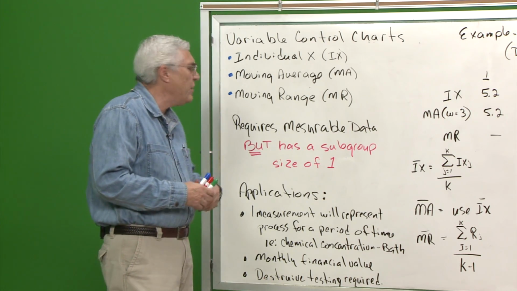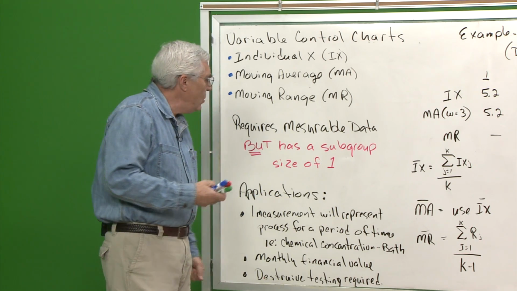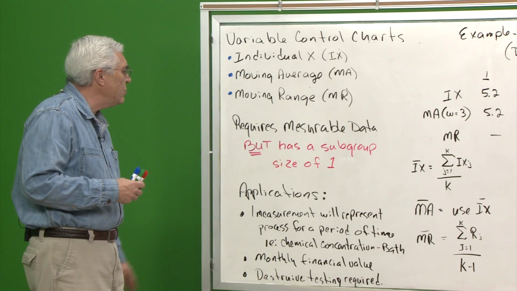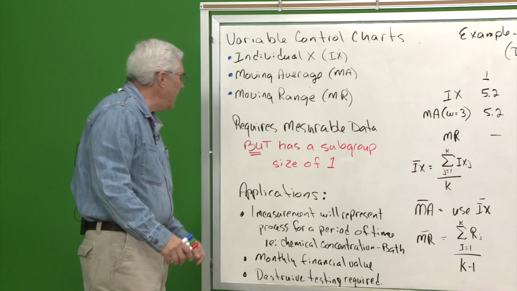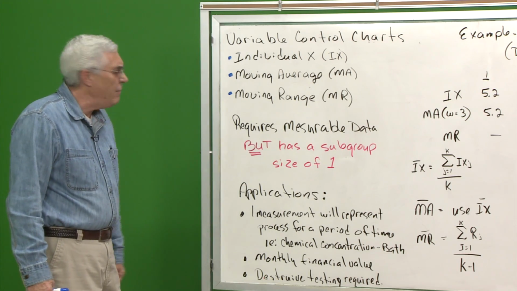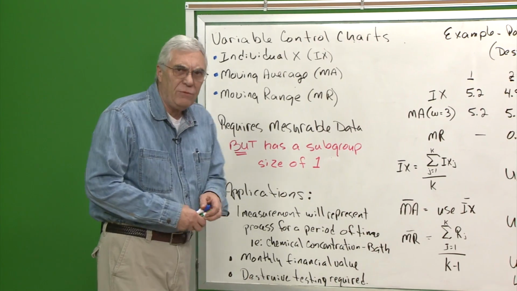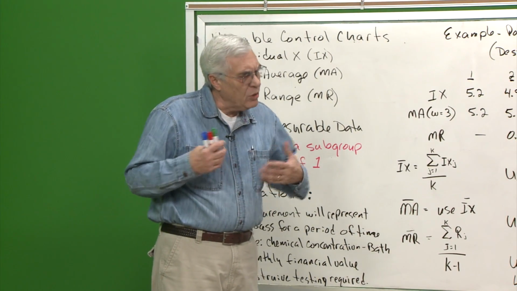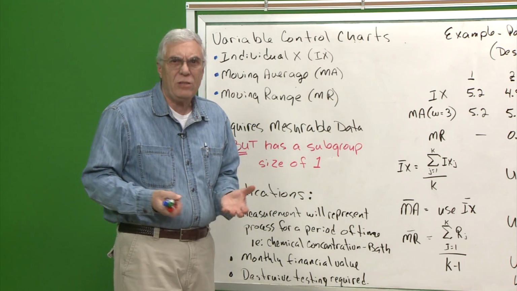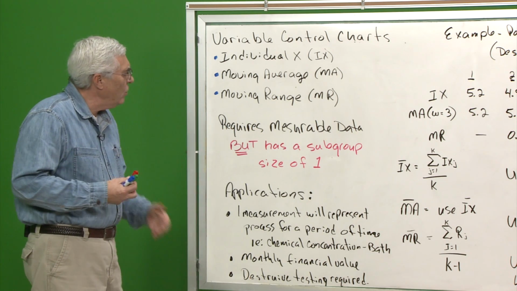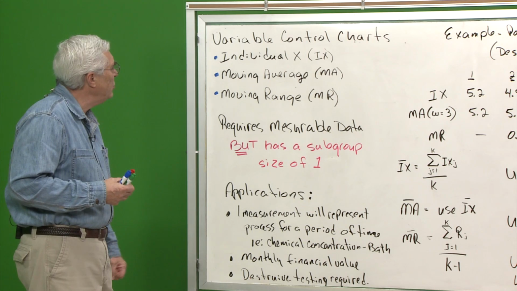Suppose you have some form of chemical bath, and maybe once each shift or once each day you monitor or assess the chemical concentrate of that bath. That would be a single measurement. You wouldn't have to be doing that every hour. You might do it once a day. Or maybe you have a monthly financial value that comes up once a month. Or perhaps you're doing destructive testing to get this information, and it's a costly item. Anytime we do destructive testing, we're destroying a piece of goods, so we don't want to do that terribly often. So those would be typical situations where you would be using one of these types of control charts.